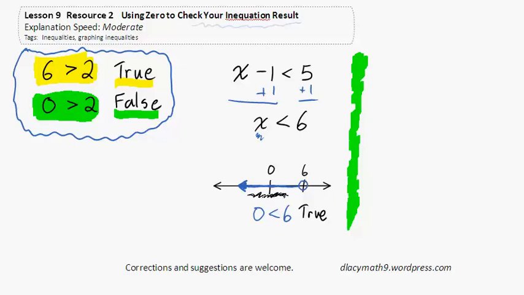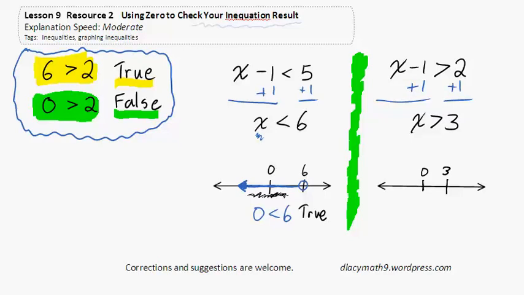Now I am going to change the equation. I will go x minus 1 is greater than 2. Solving it correctly, I once again will add 1 to both sides. And so what I get is x is greater than 3. Plotting this on the number line, I have an open circle at 3, and then everywhere greater than 3 is part of the answer. Notice that 0 is not part of the answer.